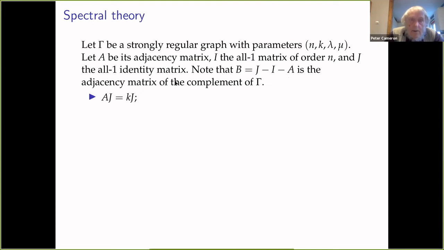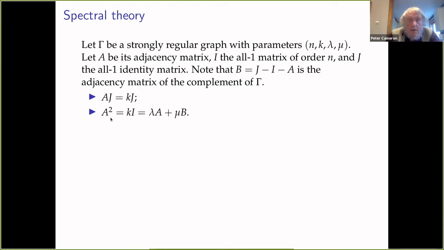And now, what equations do these matrices satisfy? Well, A times J is k times J, because if you take the matrix A and multiply it by the all-one matrix, you just go along a row of A and count the number of ones that you see. But that's the valency of the vertex indexing that row, so that will be k, because all the vertices have valency k. So AJ is equal to kJ, and A squared, now what does this count?